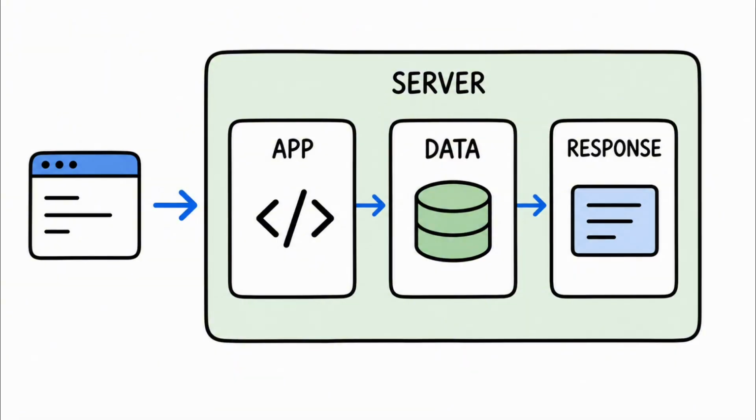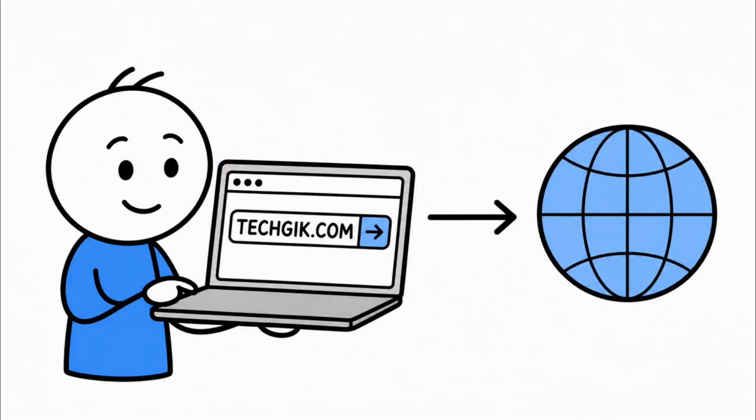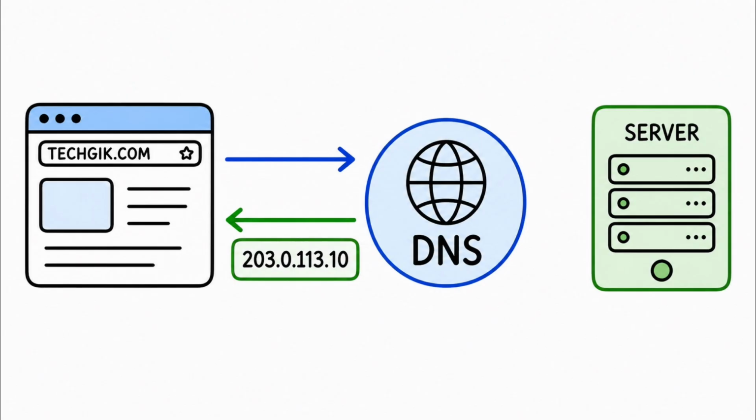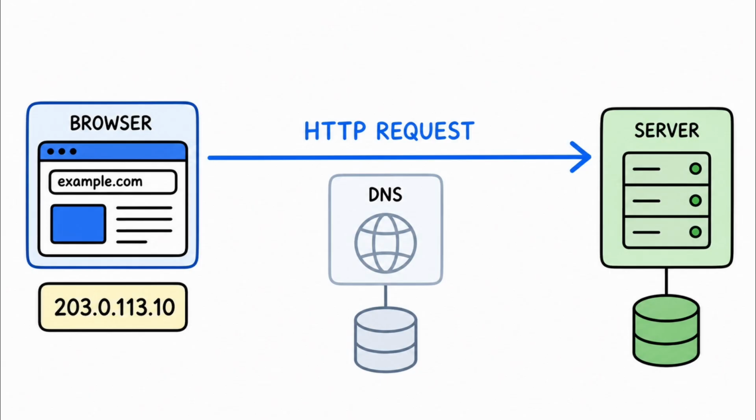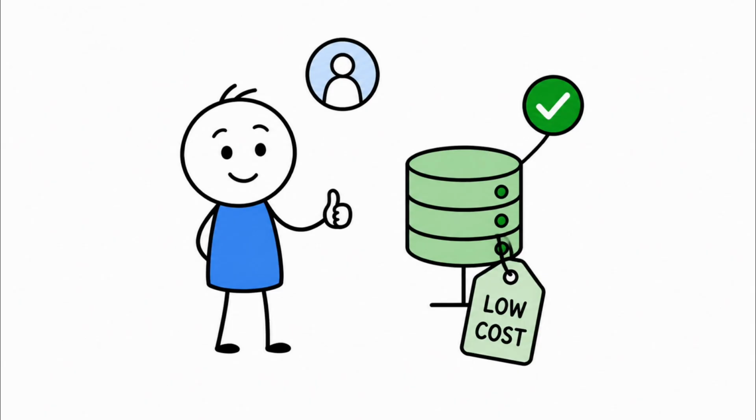The smallest version can keep everything on one server. That server handles application logic, stores data, and returns every response. A user enters a domain name into a browser or mobile application. The domain name system, or DNS, returns the server's network address. The client sends an HTTP request to that address. The server processes the request and returns HTML, or structured API data. This design is cheap, understandable, and perfectly reasonable for one user.